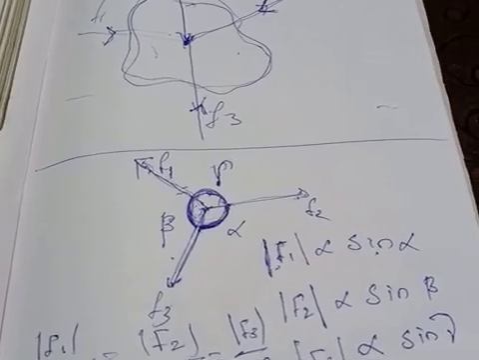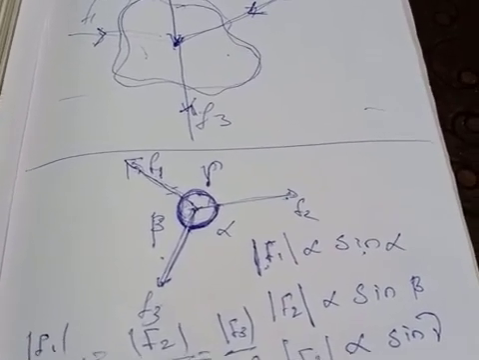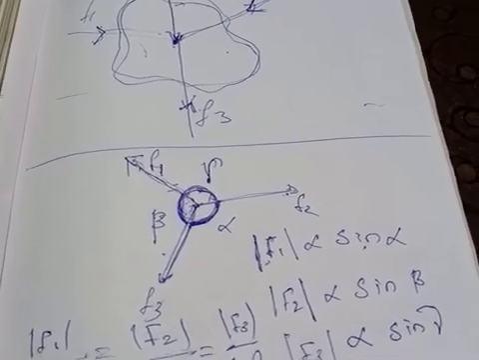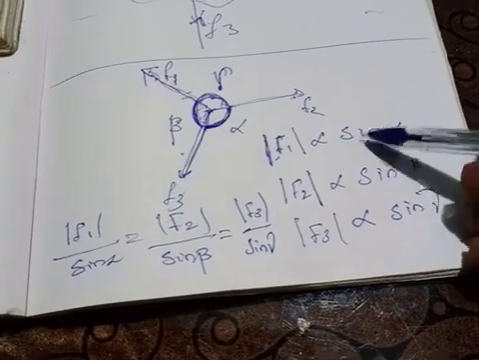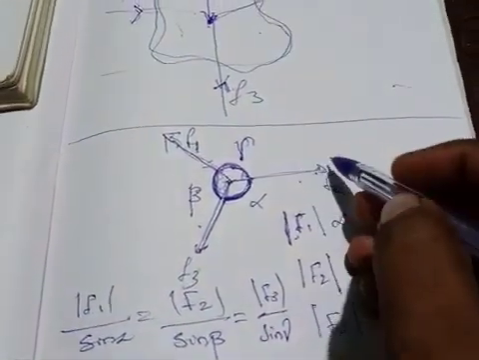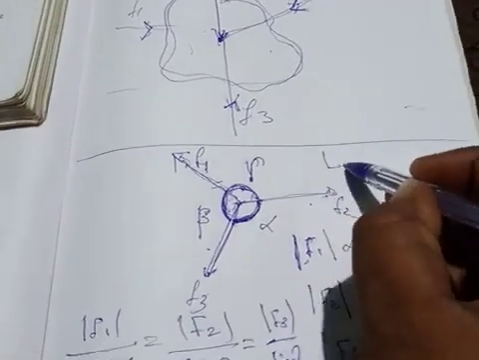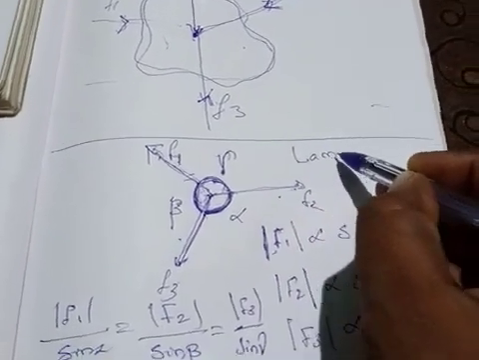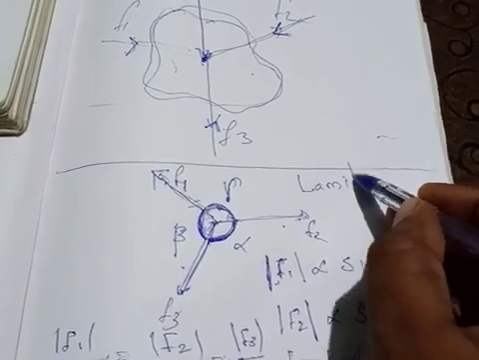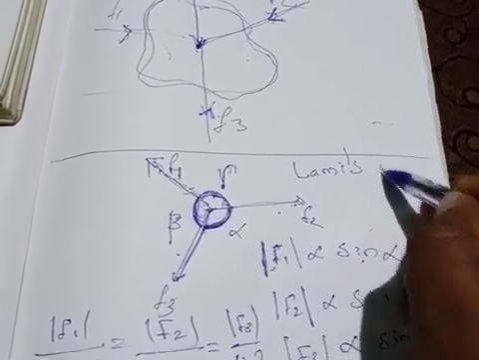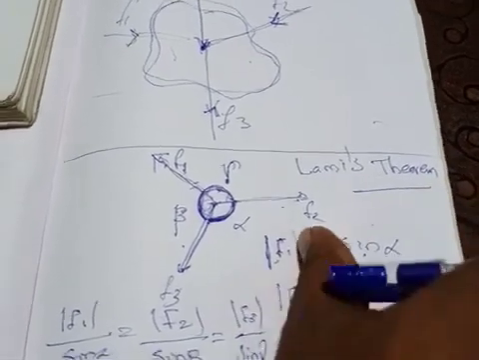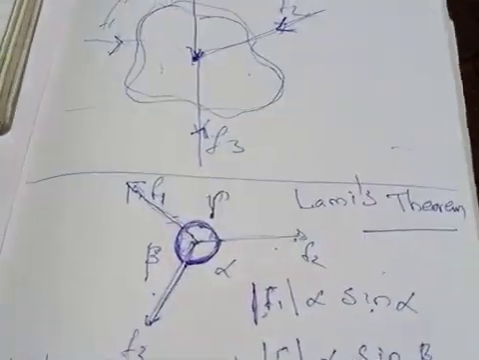That is what you can see on page number 129, 3.4 Lami's theorem. It is a very important 3-mark question. So this diagram also you have to draw, and you have to write the definition. The definition I said: the magnitude of each force of the system is proportional to the sine of the angle between the other two forces. So this is Lami's theorem.